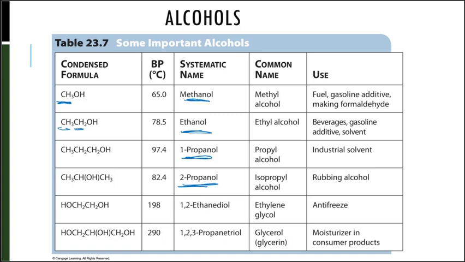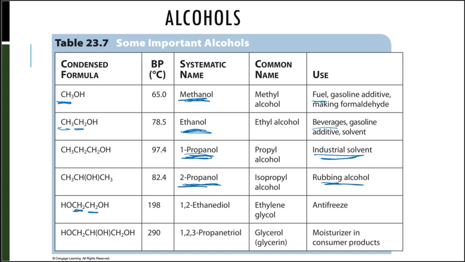We then have 2 carbons in an OH, so that's the difference between methanol and ethanol. The methanol is used for fuel, gasoline, making formaldehyde. Ethanol is used in beverages, gasoline again as an additive, and solvents. The 1-propanol is used as an industrial solvent. 2-propanol is used for rubbing alcohol.